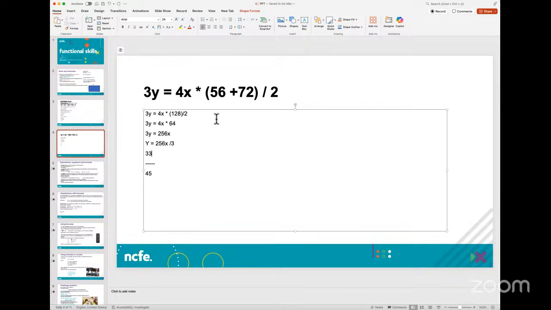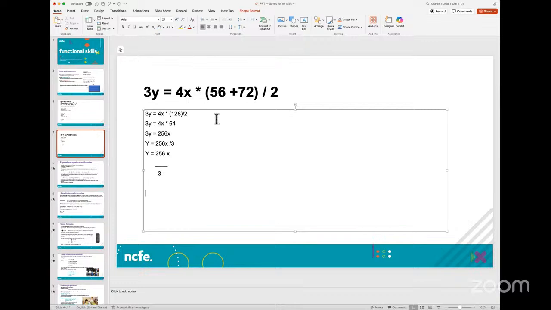So how would I change this into a fraction? What I'm going to do is take the 3 from the y and take it to the other side. So I will take it to the denominator. So here the equation will become y equals 256x divided by 3. If I have to write it this way, I will write it like this, divided by 3. And that would become the value of y.